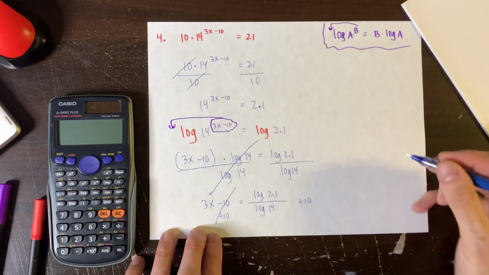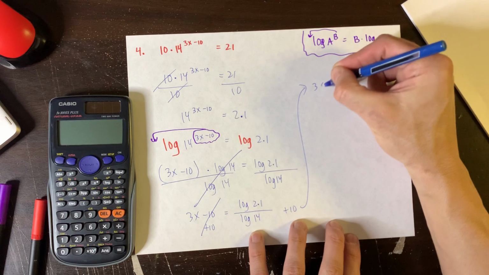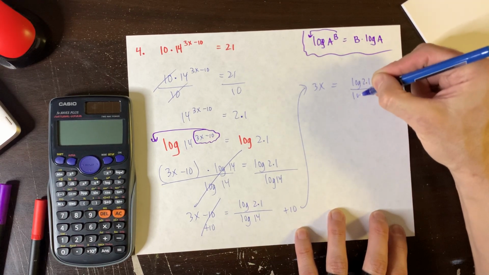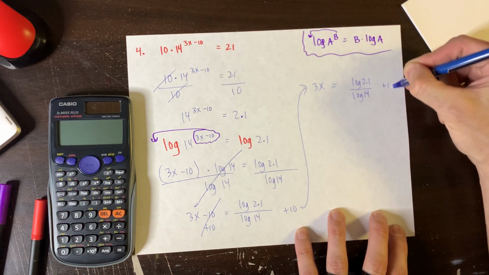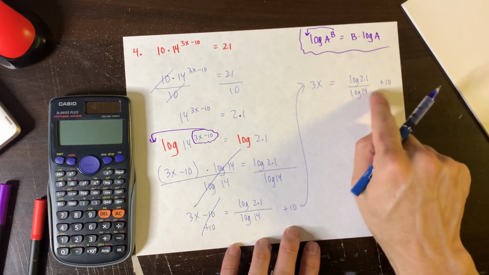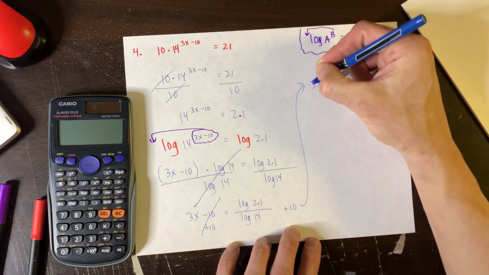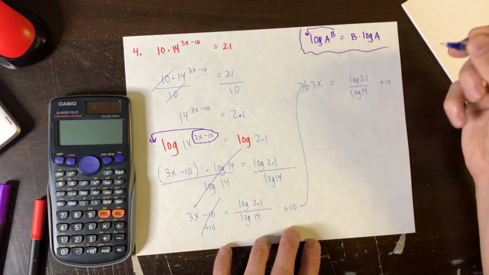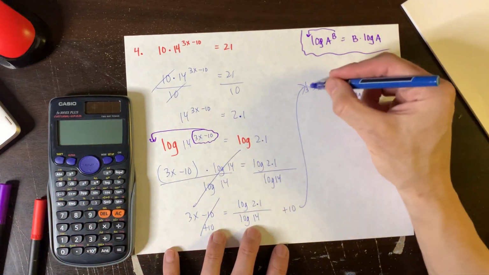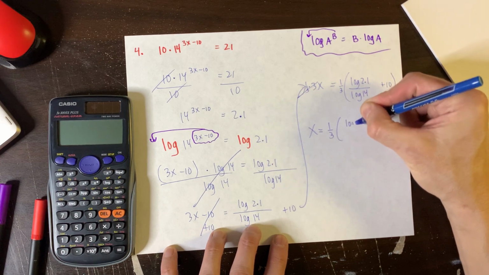So these are gone. And then let's continue up here. Let's finish up here. So these are gone. So it's just 3x equals log 2.1 over log 14 plus 10. Now to finish this problem, what you can do is divide both sides by 3. But since this looks kind of weird, instead of division by 3, I'm just going to multiply by 1/3. It's the same thing as division, right? So these are gone. And now x is alone. And so here is our final answer.